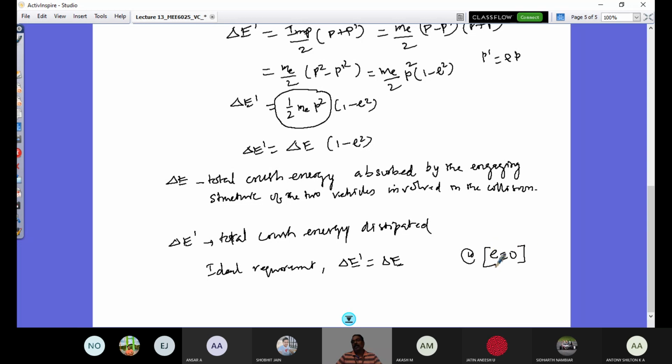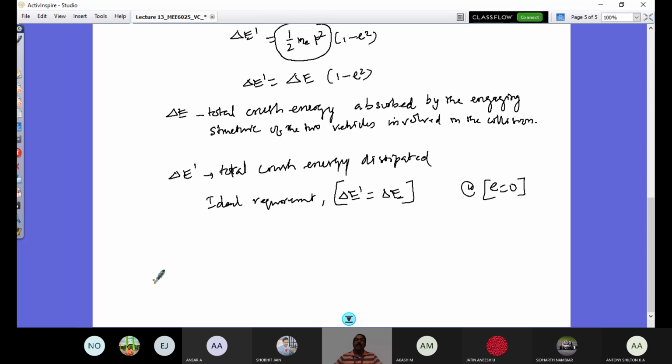So what is e equals 0? There is no restitution period. There is no rebound energy. There is no relative velocity of separation. When there is no relative velocity of separation, they collide and stay there, right? With the common velocity it goes, and then you will have this condition. So the ideal requirement is this.